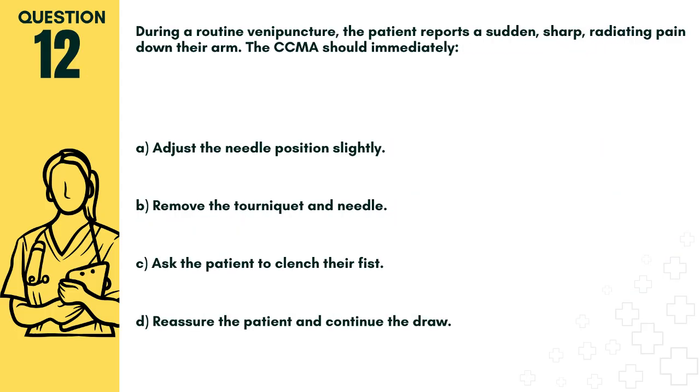Question 12. During a routine venipuncture, the patient reports a sudden, sharp, radiating pain down their arm. The CCMA should immediately A. Adjust the needle position slightly. B. Remove the tourniquet and needle. C. Ask the patient to clench their fist. D. Reassure the patient and continue the draw.